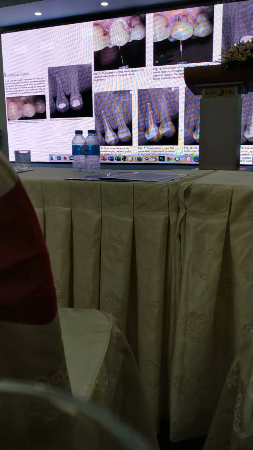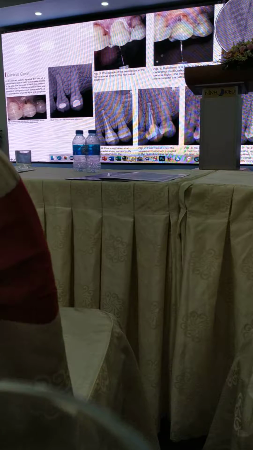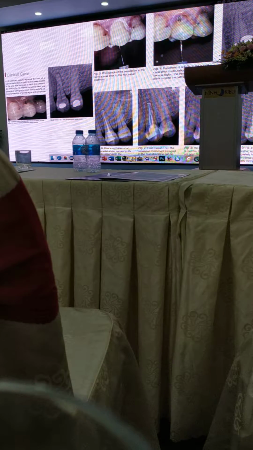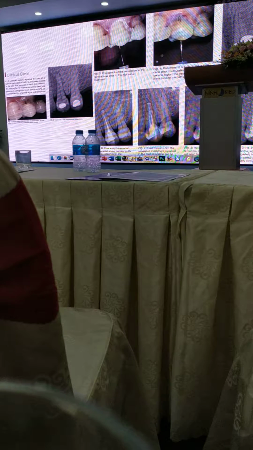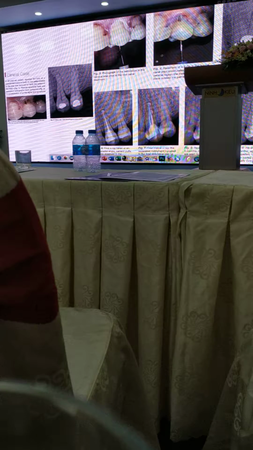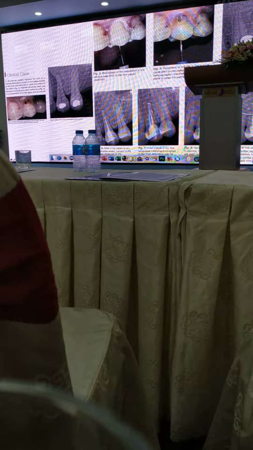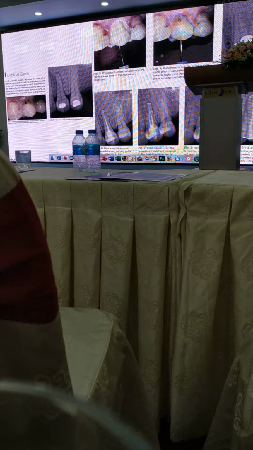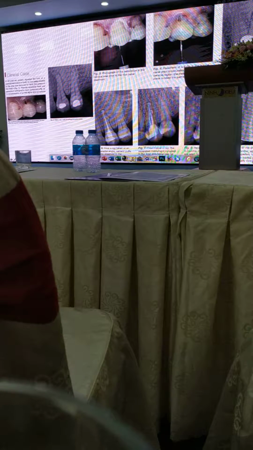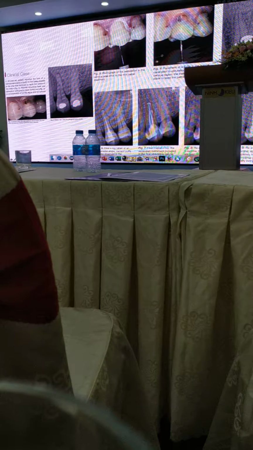I broke a file. Here you can see the broken file. I wasn't able to take it out, but I just bypassed the file and obturated the canal and left the file there. Not all of you are going to be able to see the final X-ray, but as you can see, after 9 months, the periapical and lateral area disappeared.